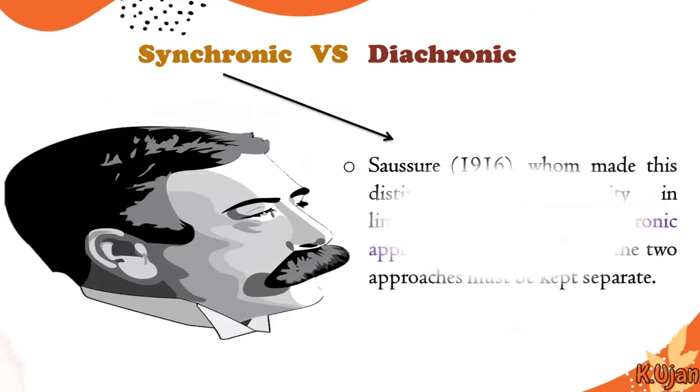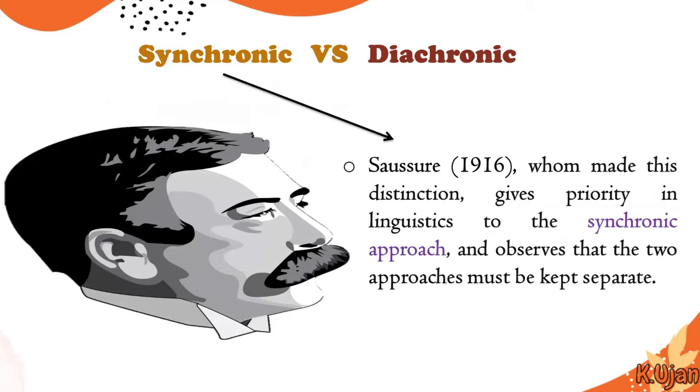Here, once again, we are referring to Saussure. Saussure in 1916, who made this distinction, gives priority in linguistics to the synchronic approach and observes that the two approaches must be kept separate. So, according to him, synchronic and diachronic linguistics approaches are to be kept separate.